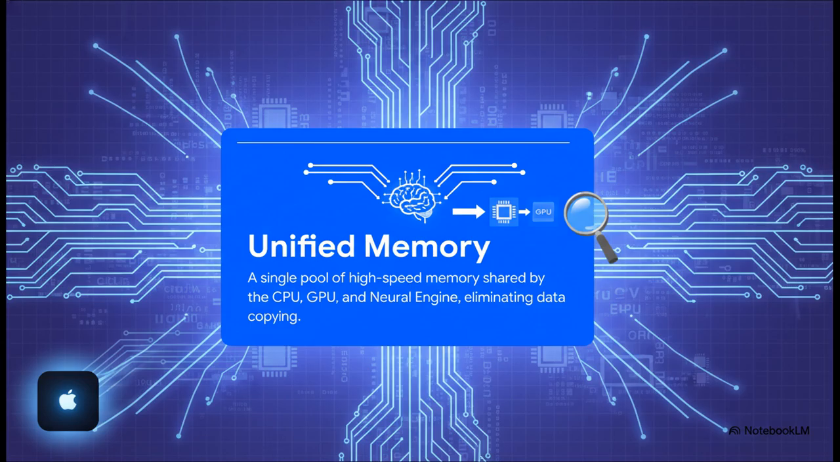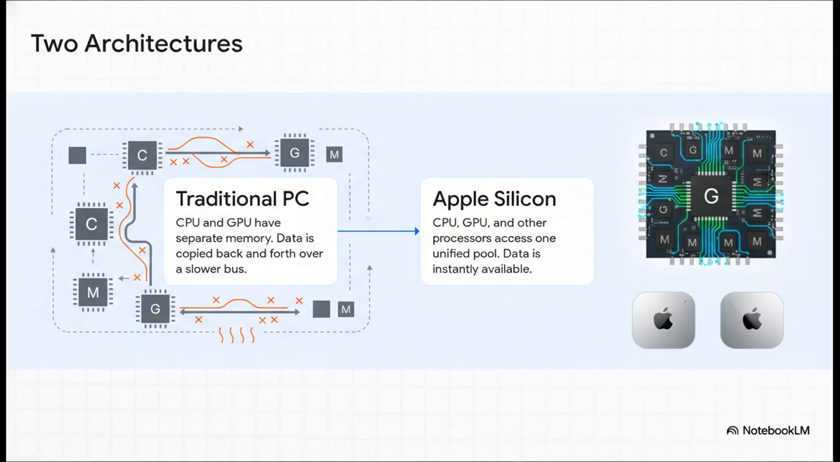Instead of having separate little pools of memory for the main processor and the graphics card, Apple just created one giant, super fast swimming pool of memory that every single part of the chip can access instantly. And this really paints the picture. On a typical PC, if the GPU needs some data, the CPU has to painstakingly copy it over. That takes time, it takes energy. With Apple Silicon, that whole step is just gone. The data is already there, ready for everyone at the same time. For AI models that are moving massive amounts of information around constantly, this is nothing short of revolutionary.